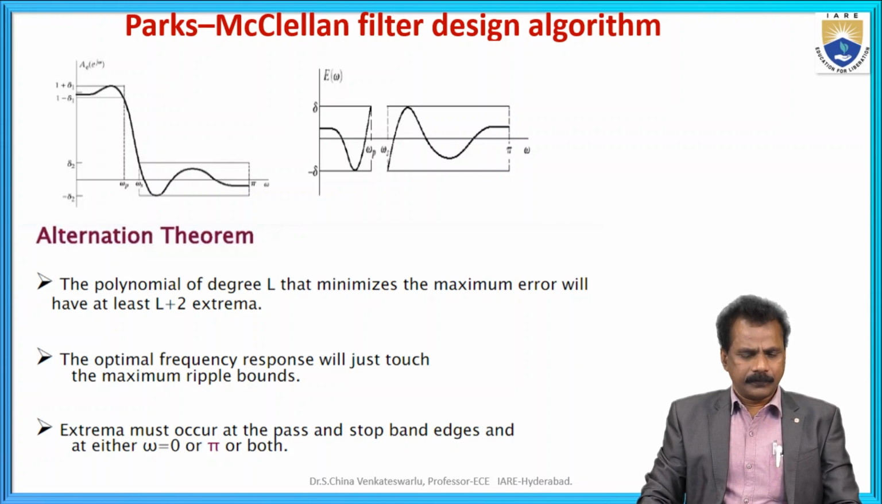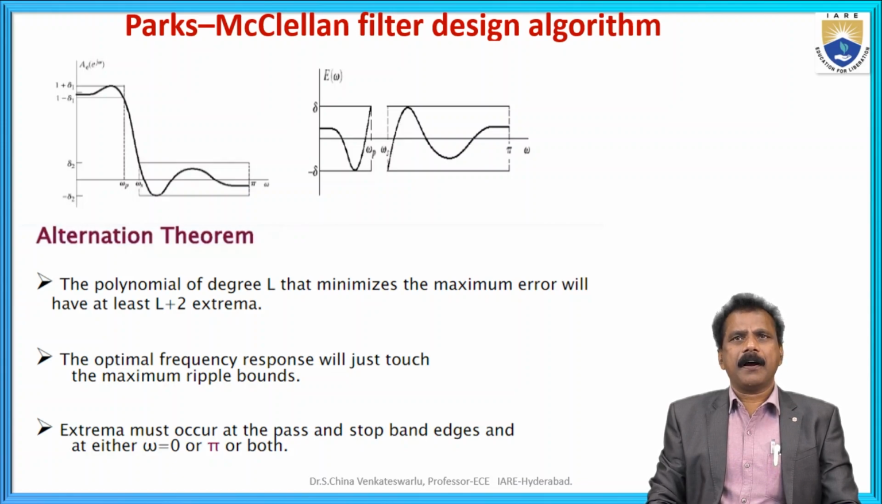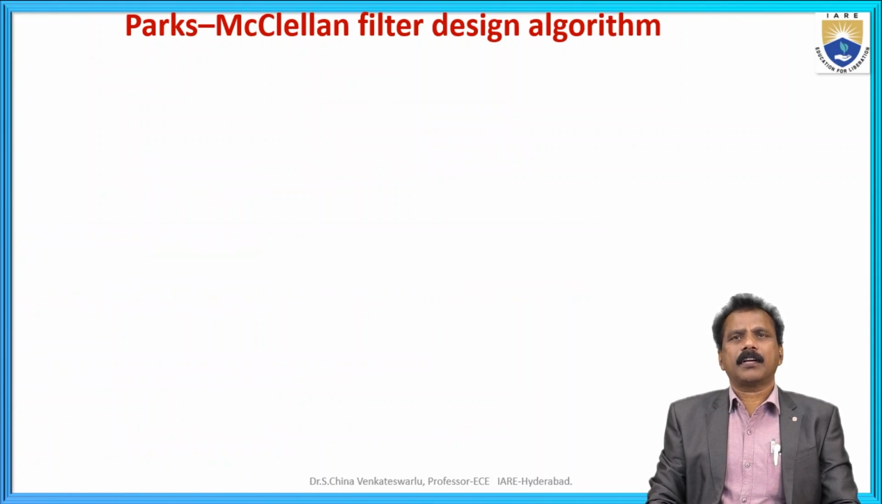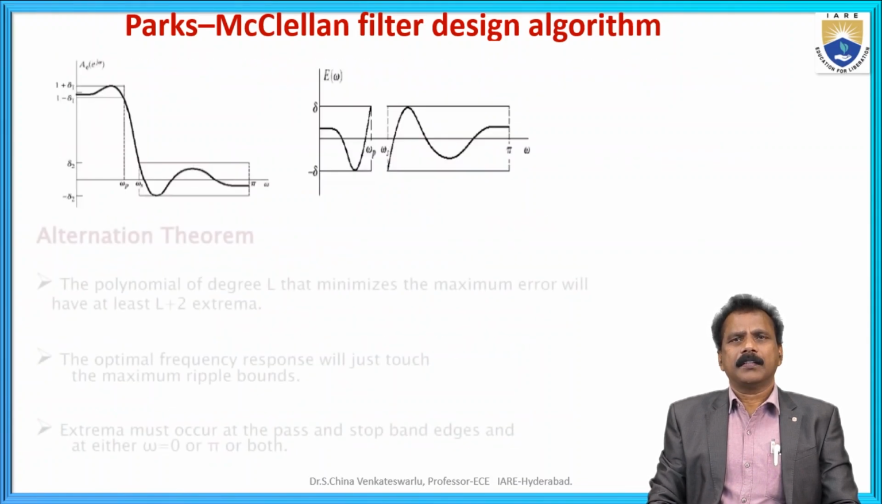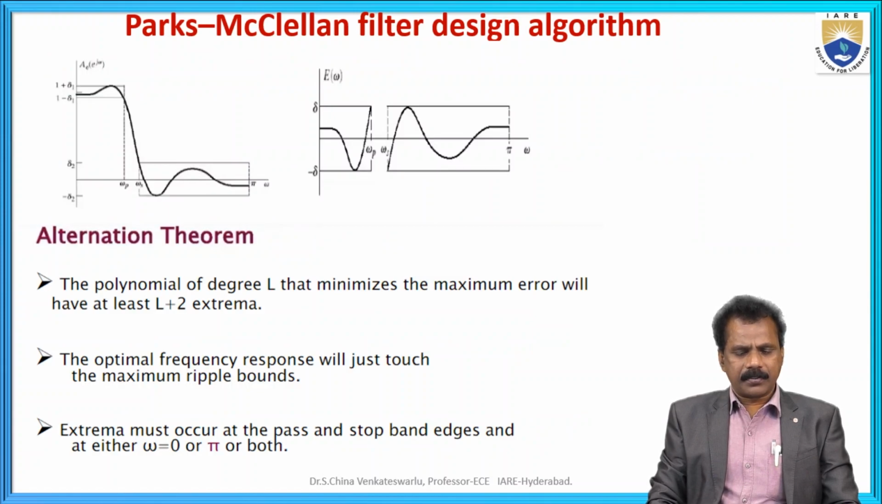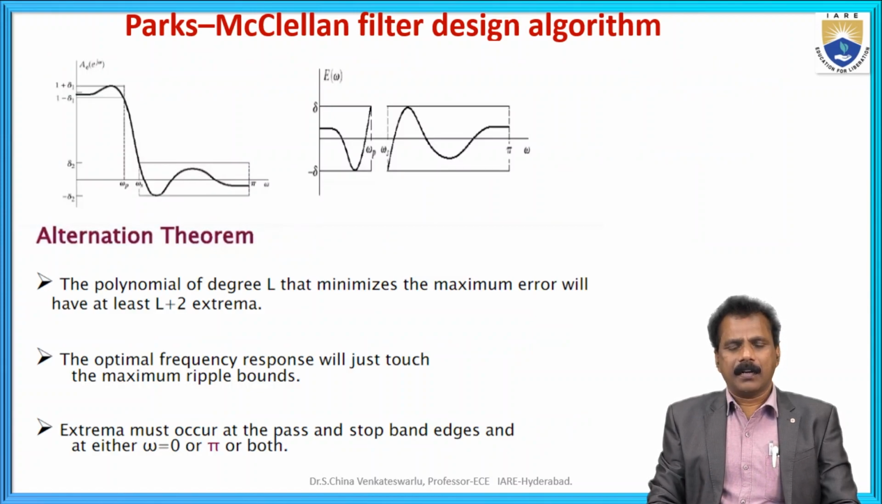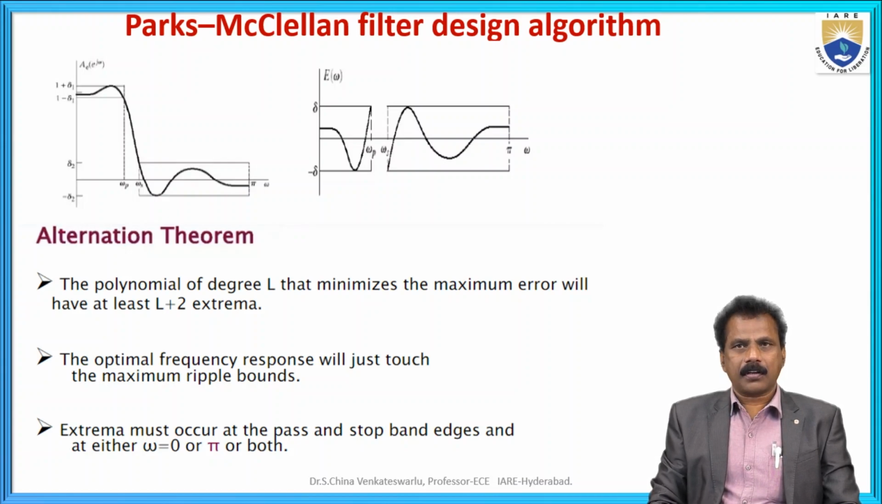By the alternation theorem, a polynomial of degree L that minimizes the maximum error will have at least L plus 2 extrema. The optimal frequency response will just touch the maximum ripple bounds. The extrema must occur at the pass band and stop band edges, and at either omega equal to 0 or pi, or both. Using all these constraints, we implement the alternation theorem.